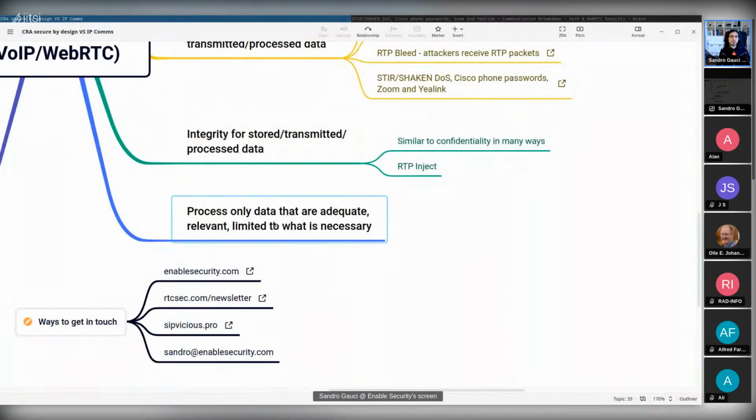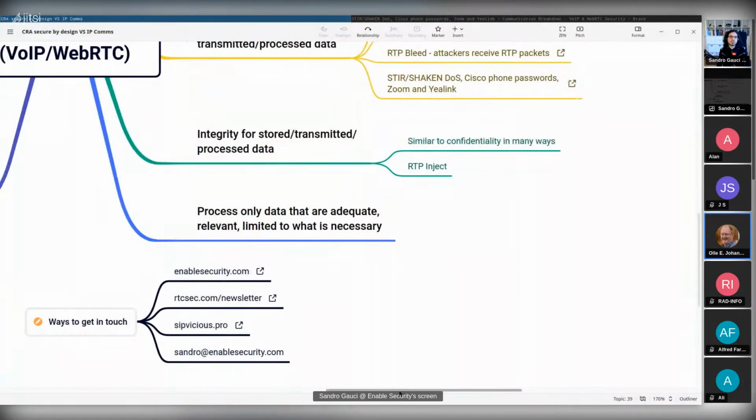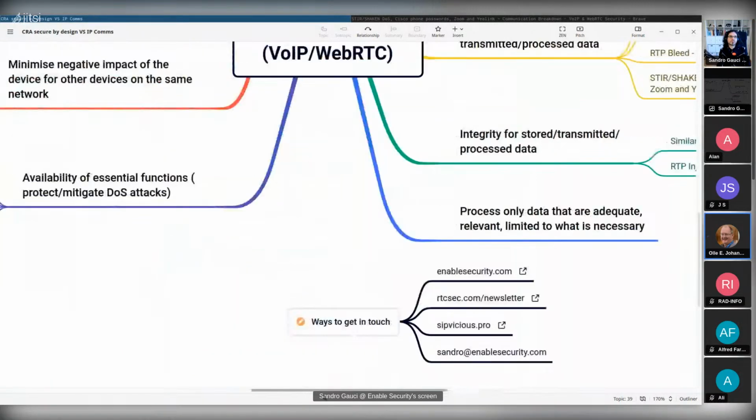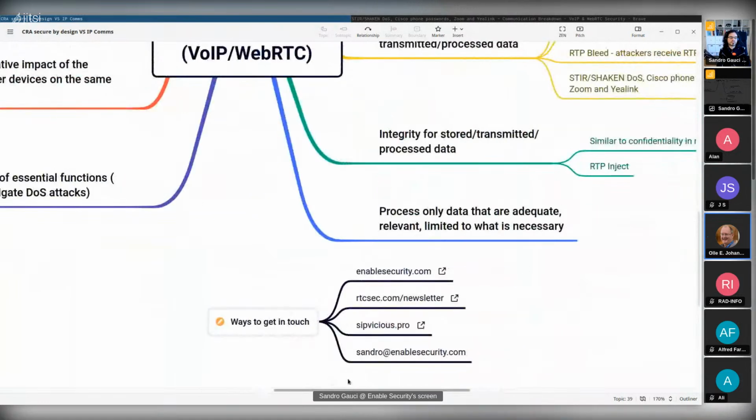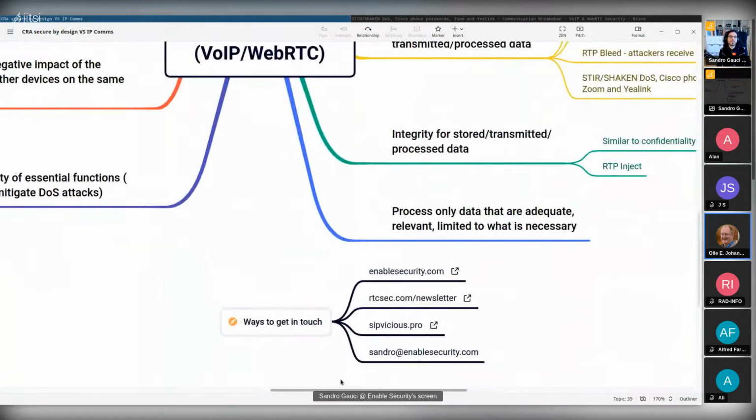I did not really go into this one: process only data that are adequate, relevant, and limited to what is necessary. Because it's so vague, I think that connects to GDPR a lot. Yes, it does. So you shouldn't have any personal data there if you really don't need it.